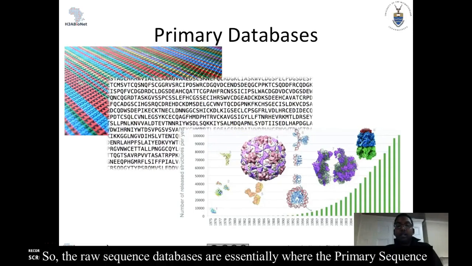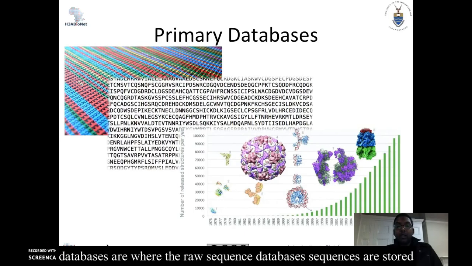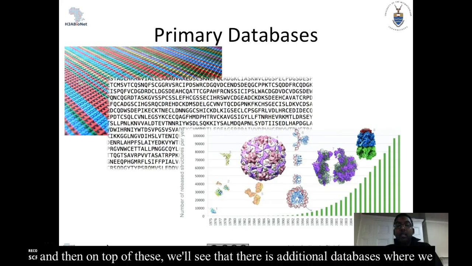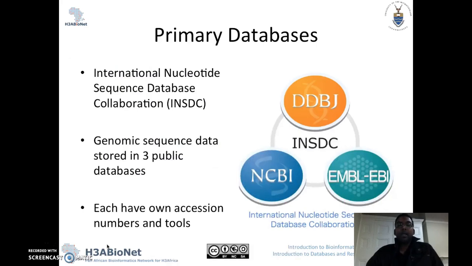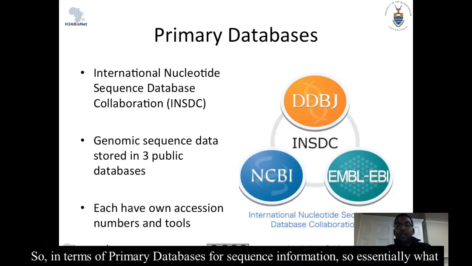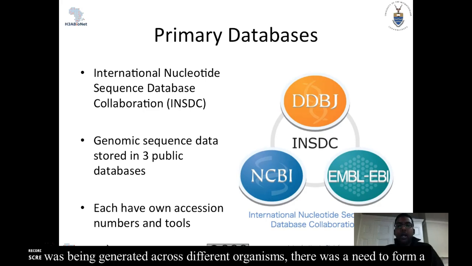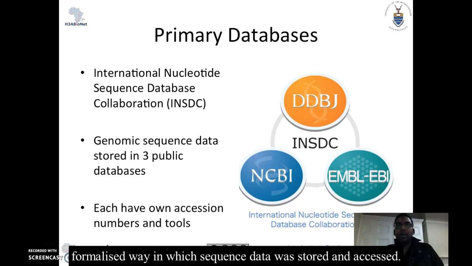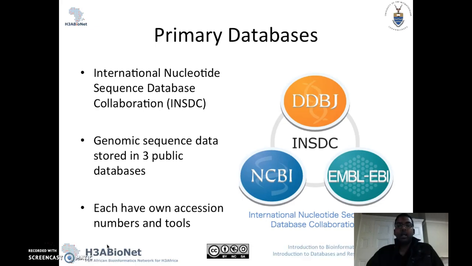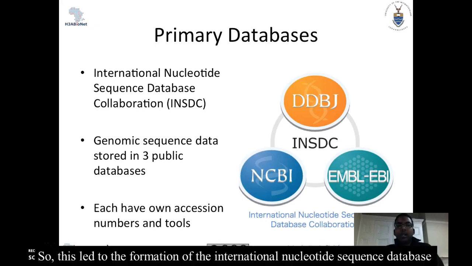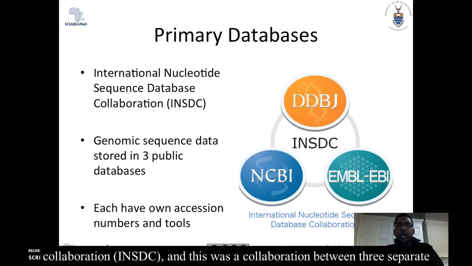So the primary sequence databases are where the raw sequences are stored, and then on top of these, we'll see that there are additional databases where we have annotations built in. So in terms of primary databases for sequence information, essentially what happened was at the beginning of the sequencing era, where sequence data was being generated across different organisms, there was a need for a formalized way in which sequence data was stored and accessed. So this led to the formation of the International Nucleotide Sequence Database Collaboration, INSDC.